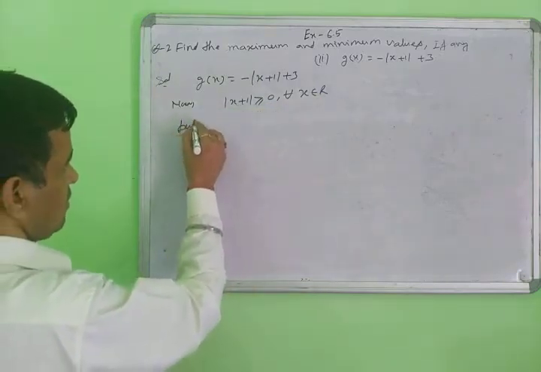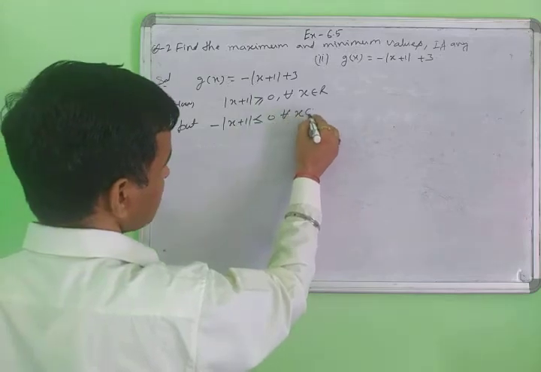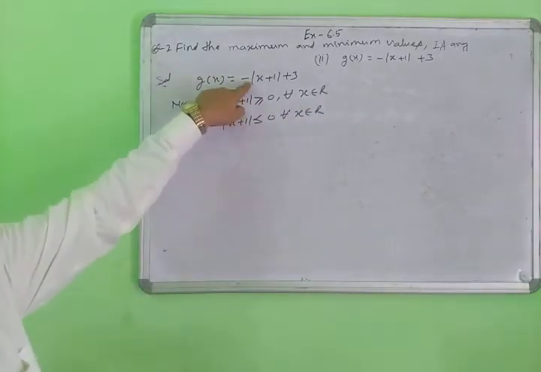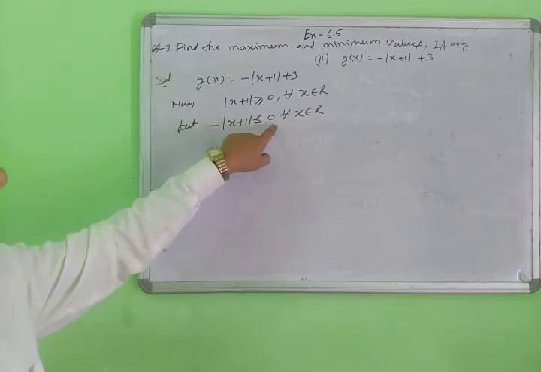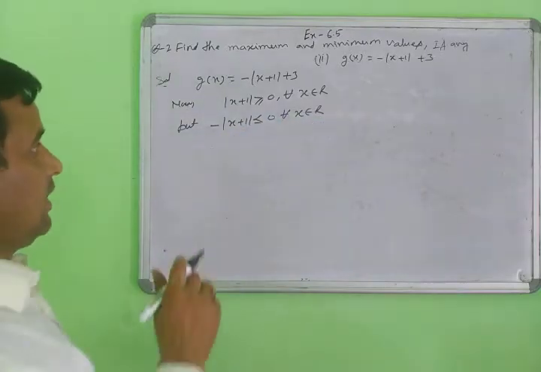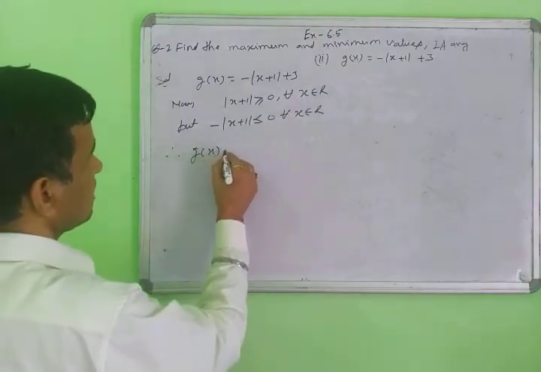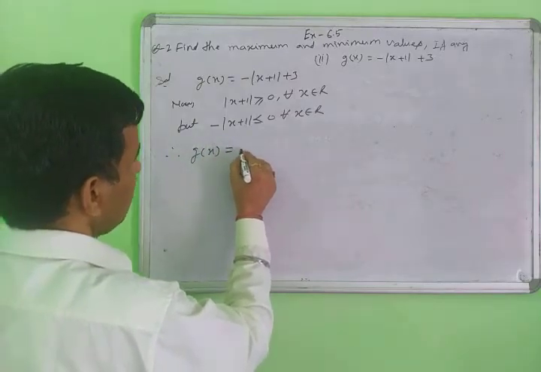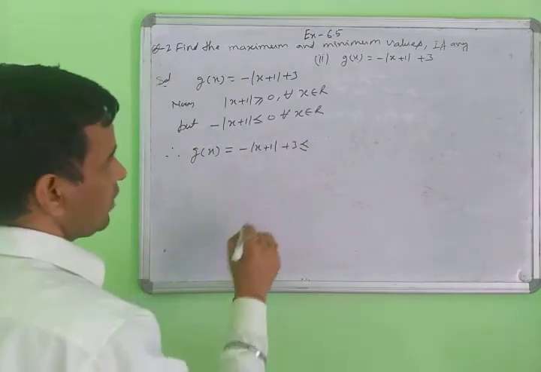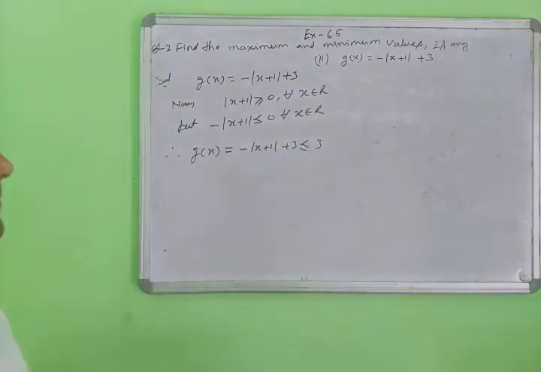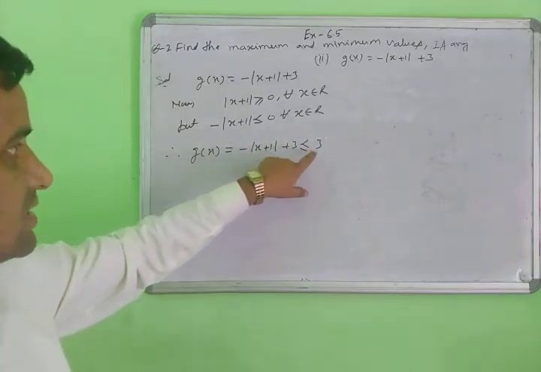But here, with the minus sign, -|x + 1| is less than or equal to 0 for every x belonging to R. The greater-than sign is converted into less-than-or-equal-to because of the minus sign outside. Therefore g(x) = -|x + 1| + 3 is always less than or equal to 3.